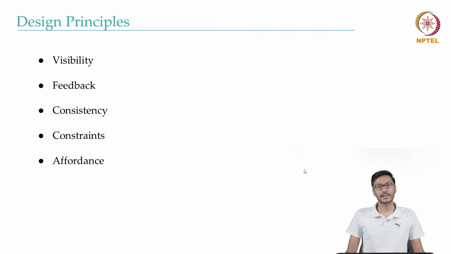Now, as we end inclusivity and accessibility, we move on to design principles. These include visibility, feedback, constraints, and affordance. These parts make up an important aspect for a design process.